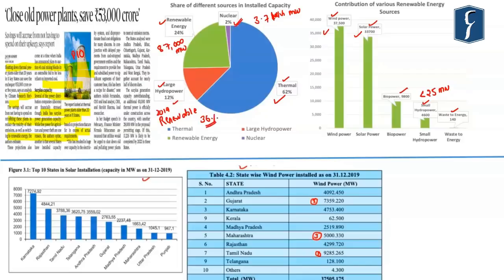If you look at the top states in terms of solar energy and wind energy, in case of solar energy, the top producing states are Karnataka, followed by Rajasthan and Tamil Nadu. As far as wind power is concerned, the top state is Tamil Nadu, followed by Gujarat and Maharashtra.